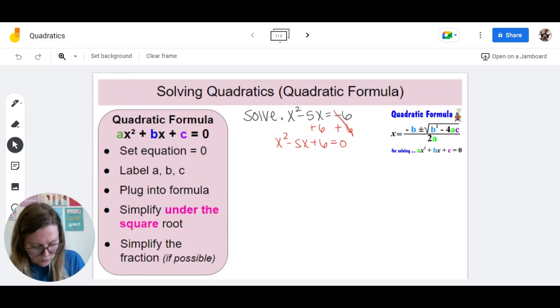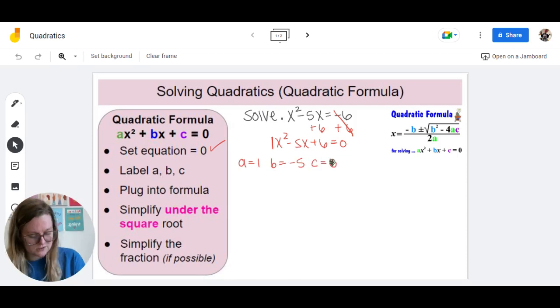So I've already done step 1. I've set the equation equal to 0. Step 2 is labeling A, B, and C. Remember, there's really a 1 in front of the x squared. It's in standard form. I have the x squared, the x, and the number. So I'm just going to write my A value is equal to 1, B is equal to negative 5, and C is equal to 6. So I've done step 2.